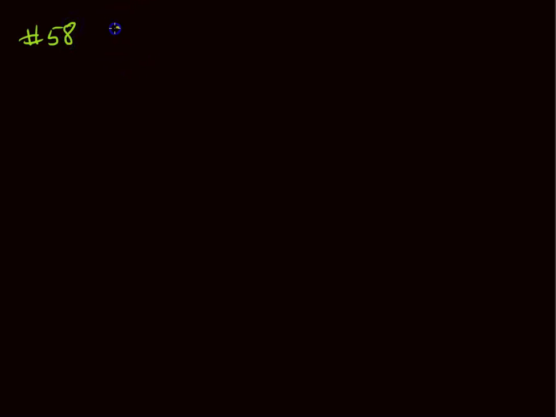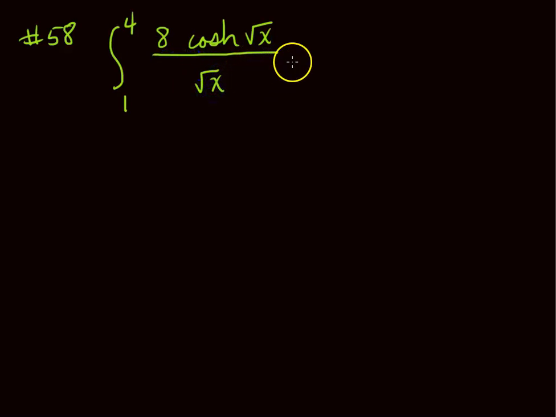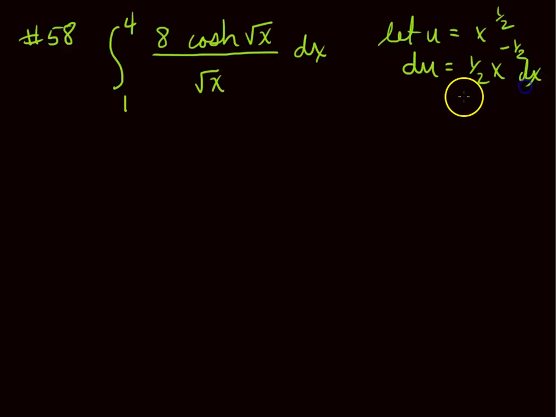Let's see, now I've got a definite integral from 1 to 4 of 8 cosh square root of x over square root of x dx. So I'm going to do that again. Let u equal x to the 1/2, square root of x. Then du is equal to 1/2 x to the negative 1/2 dx, or 1 over 2 square root of x dx.